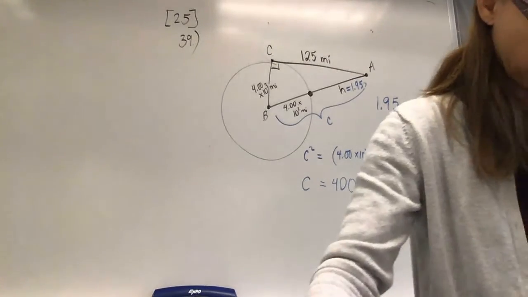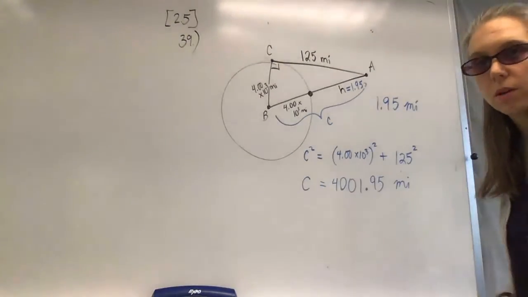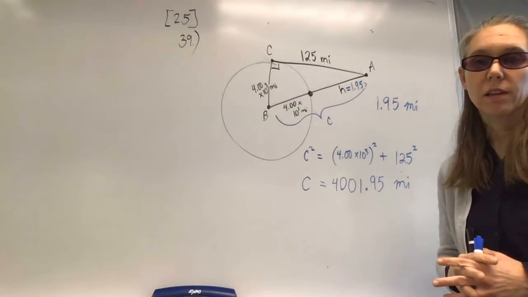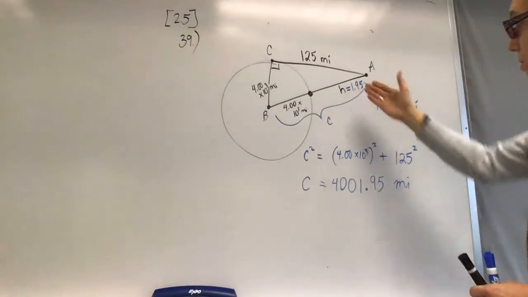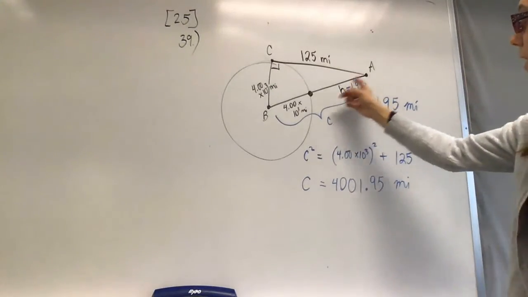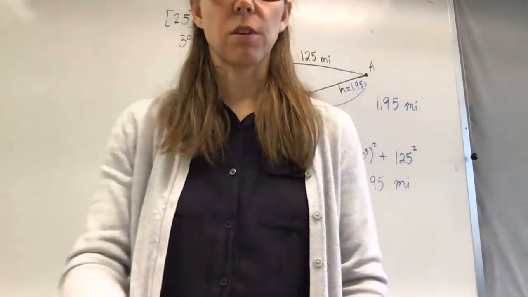Make sure that you have a reasonable answer. You don't want to end up with an airplane that is 1,000 miles above the Earth. So this is a reasonable answer, that we would have the height of the airplane be 1.95 miles above the Earth.